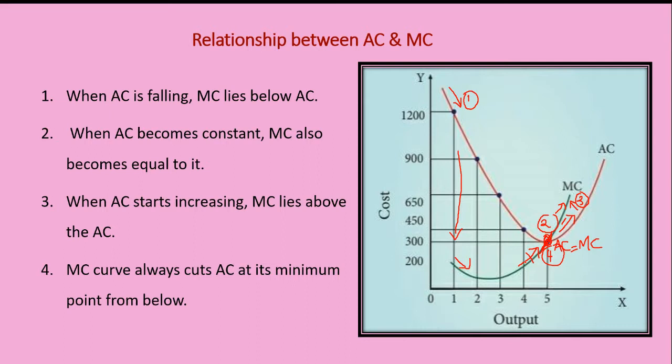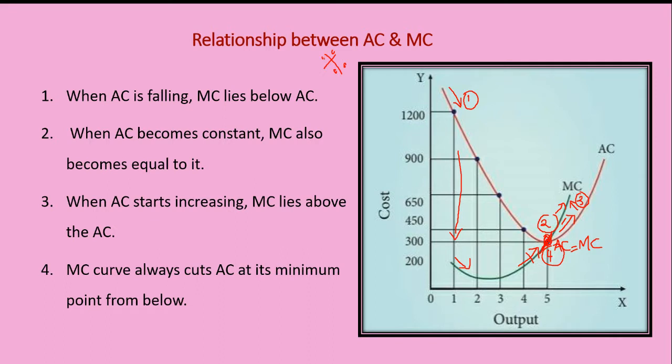First one, when AC is falling, MC lies below AC. When AC becomes constant, MC also becomes equal to it. When AC starts increasing, MC lies above AC. The MC curve always cuts AC at its minimum point from below. So this is a very, very important question. Moreover, it is very easy to understand and remember.